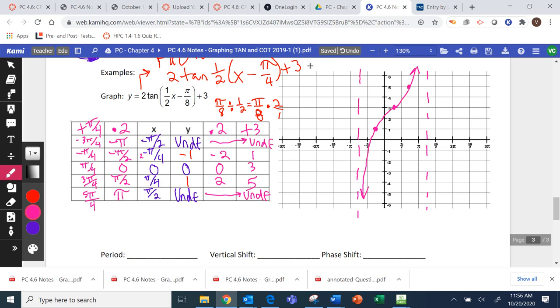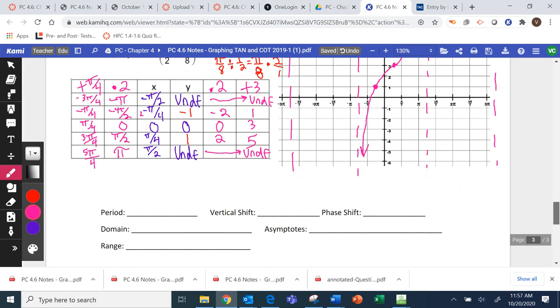Okay, now I'm going to repeat that process. So I'm looking at how many units the asymptotes are apart. 1, 2, 3, 4. Here's the next one out there. 1, 2, 3, 4. So I go to fill out my asymptotes.